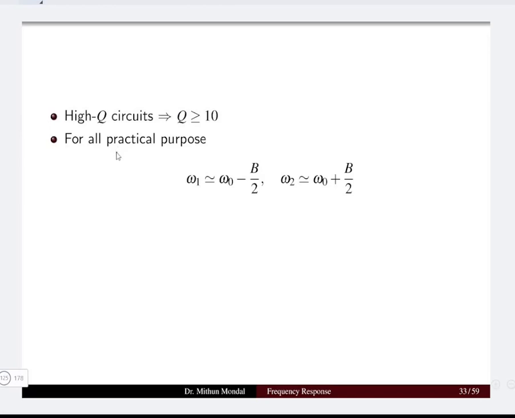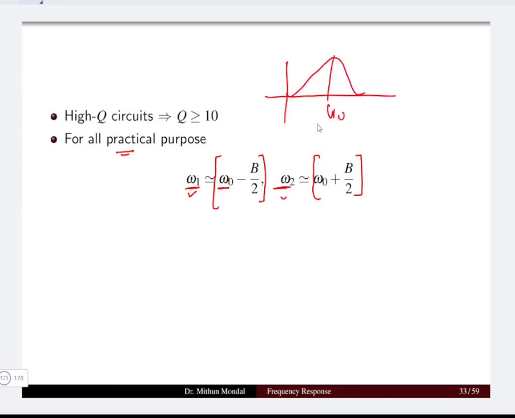For all practical purposes, the easy way to calculate omega 1 and omega 2, that is the half power frequencies about omega naught, is omega naught minus B by 2, that is half of the bandwidth, which gives omega 1, and omega naught plus half of the bandwidth, which gives omega 2, because our response is like this. So this is omega naught, which is the resonant frequency.